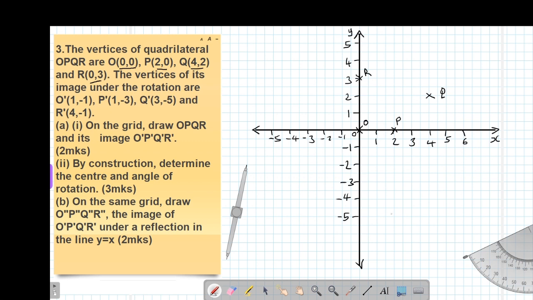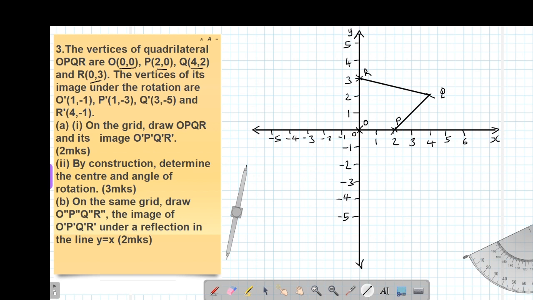Of course, after that, I'm going to join those coordinates. So O to P is already joined. Then P will be joined to Q this way. Then, of course, Q will be joined to R. Then R will be joined back to the starting point, which was O. Of course, it's already joined. Then we also need to draw O prime, P prime, Q prime, and R prime.